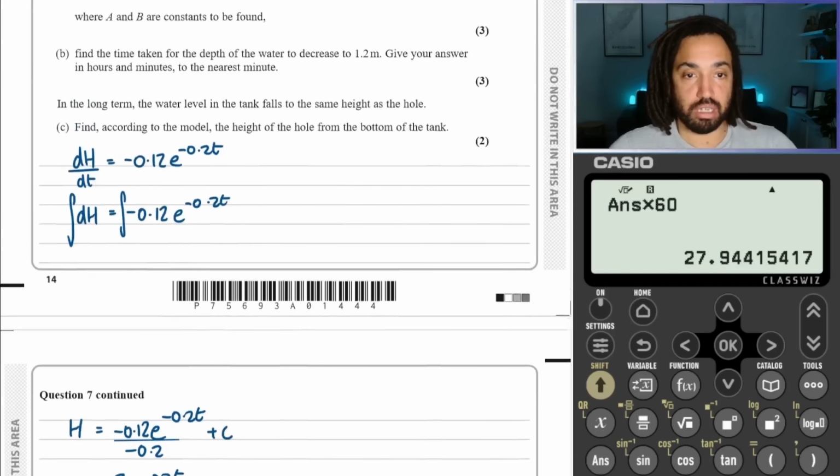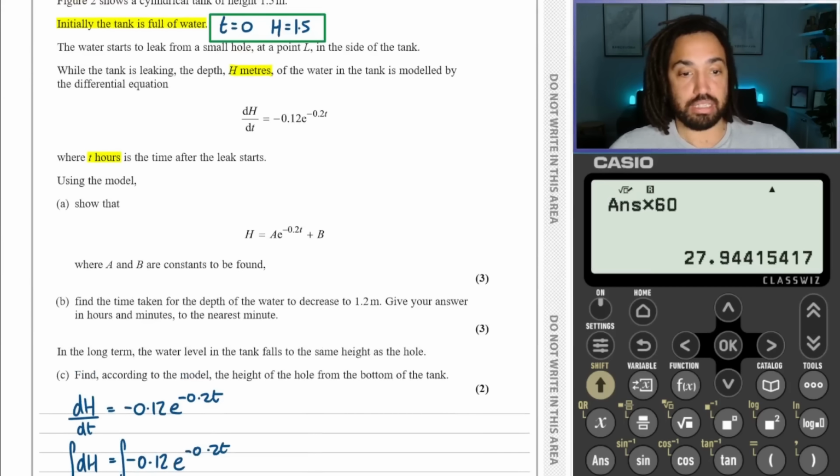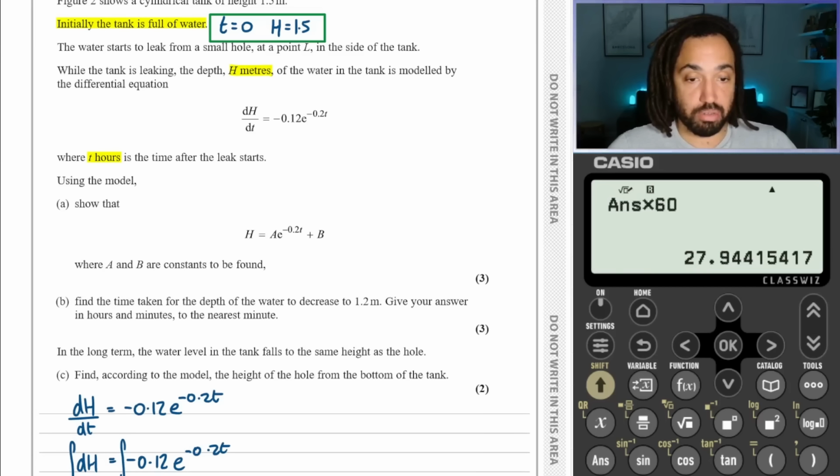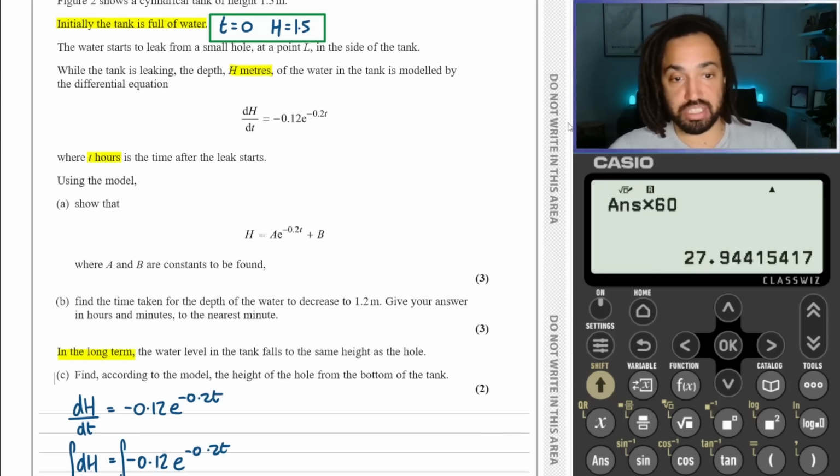Okay, let's go up, and now it says in the long term the water level in the tank falls to the same height as the hole. Find according to the model the height of the hole. So the key part here is in the long term. So what we can do is we can sub in a large value for t and see what it tends to.